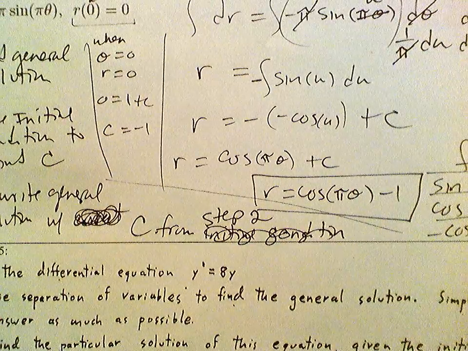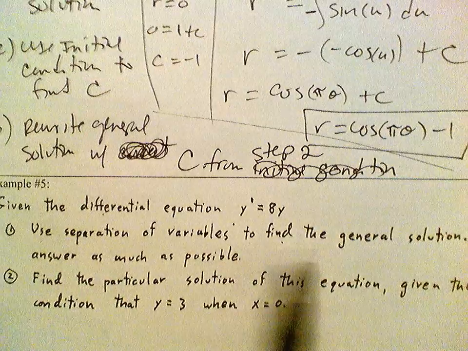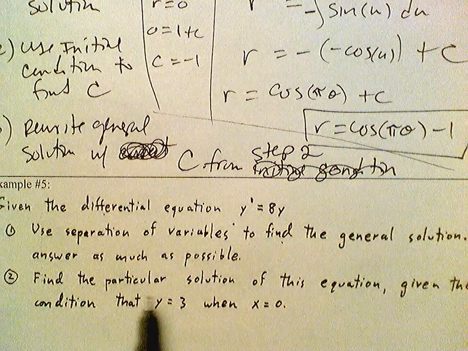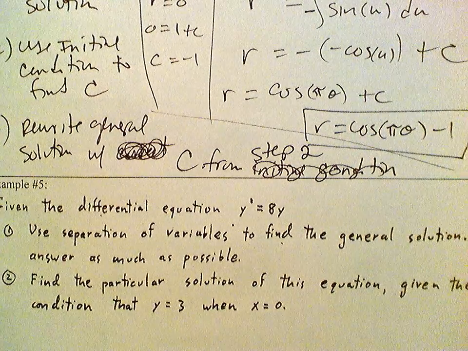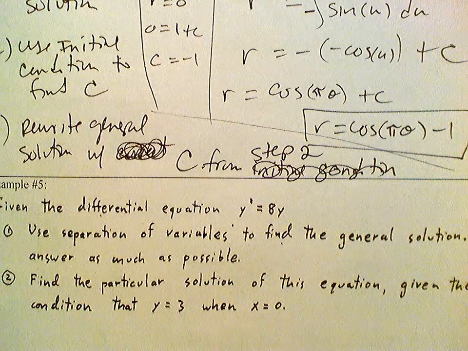Alrighty, one more, guys. Given the differential equation right here, use separation of variables to find the general solution. Simplify your answer as much as possible. Find the particular solution of this equation given the initial condition y equals 3 when x equals 0.